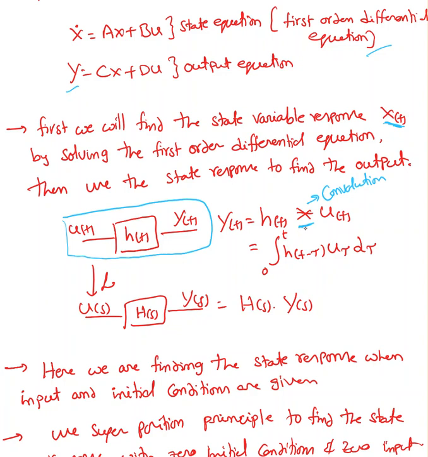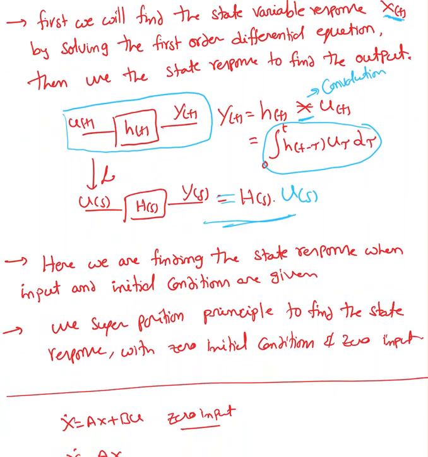So h of t convolution u of t. The convolution involves integration. So basically, whenever you are solving a problem, it involves integration or differentiation. Now, what we can do is convert that into Laplace domain or s domain. So u of s, h of s, y of s. Your y of s equal to h of s times u of s. Output equal to h of s times u of s.